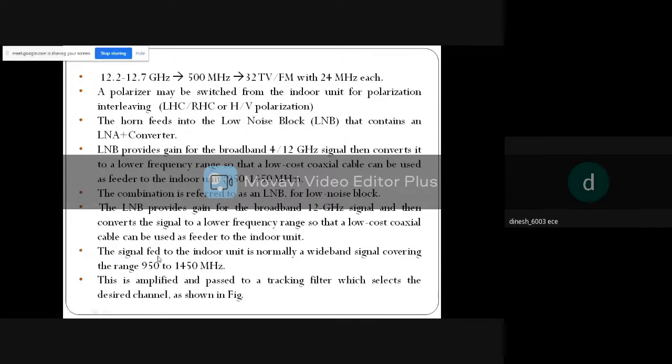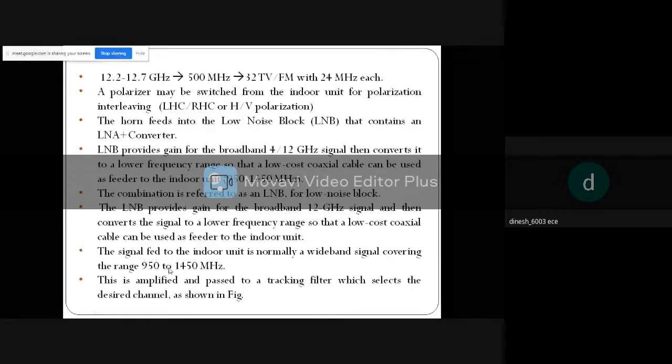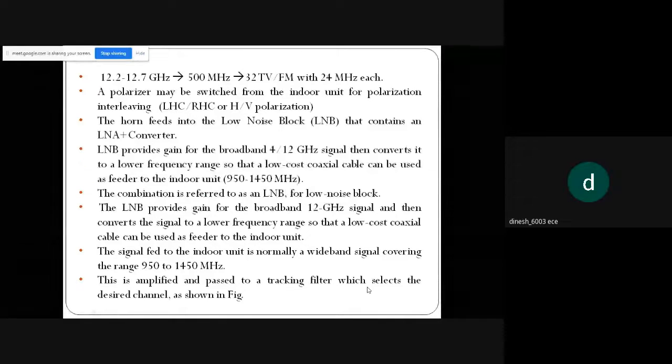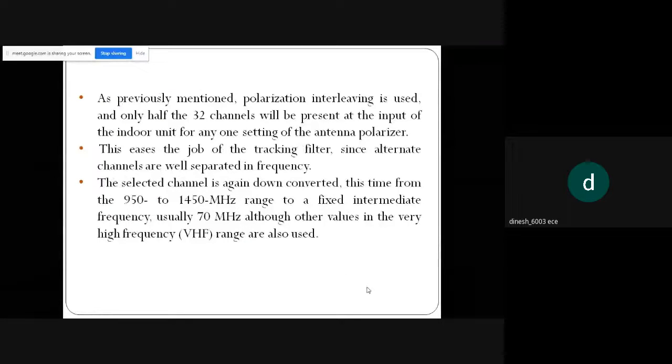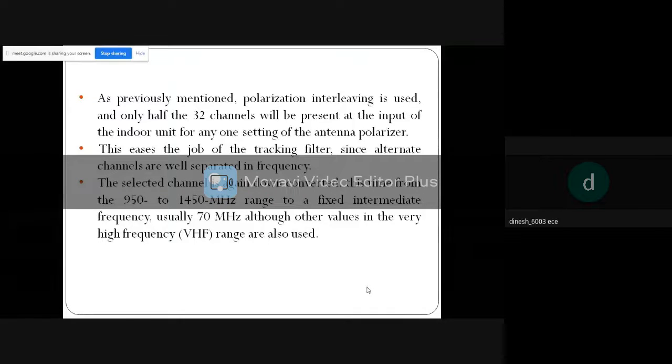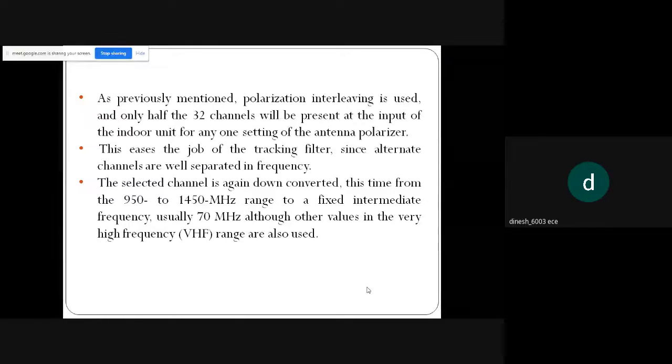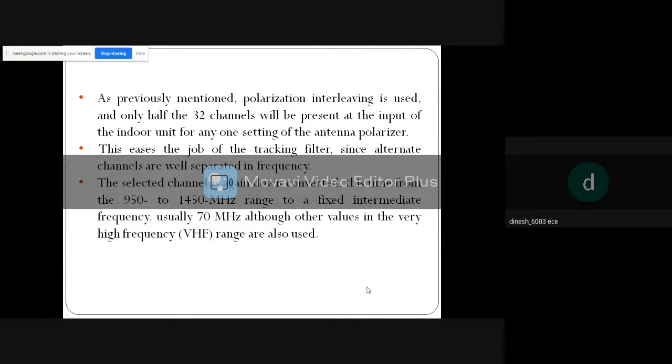The signal would be fed to the indoor unit using this frequency band. Then it is amplified and passed to a tracking filter. It selects the desired channel as shown in the above figure. As already mentioned, polarization interleaving is used and only half the 32 channels will be present at the input of the indoor unit for any one setting of the antenna polarizer. So this antenna polarizer simplifies the job of the tracking filter, since alternate channels will be separated in frequency.